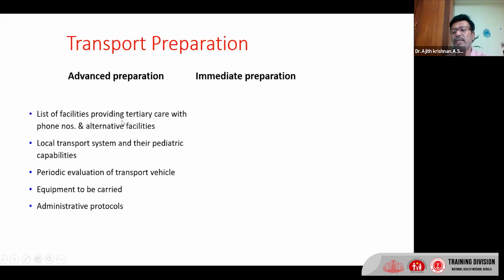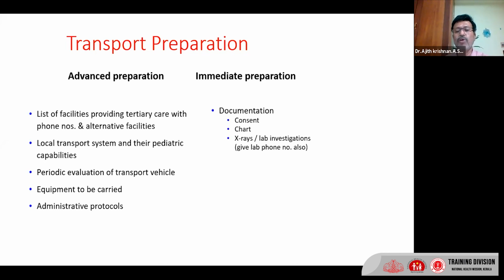So advanced preparation is very important. Not only immediate preparation, which most of the time you'll have, but advanced preparation is very, very important. You should know the list of facilities providing tertiary care with phone numbers and alternative facilities, so you know to which hospital the child should be transported according to the child's problem. Then the local transport system and their pediatric capabilities. Some ambulances may not have pediatric ventilators. So you have to know which ambulance has pediatric capabilities. Then periodic evaluation of the transport vehicle is also important.